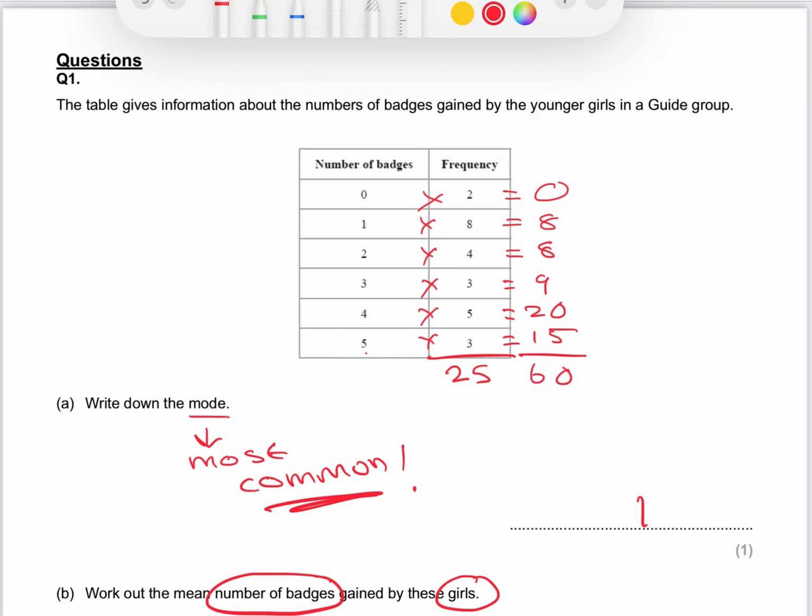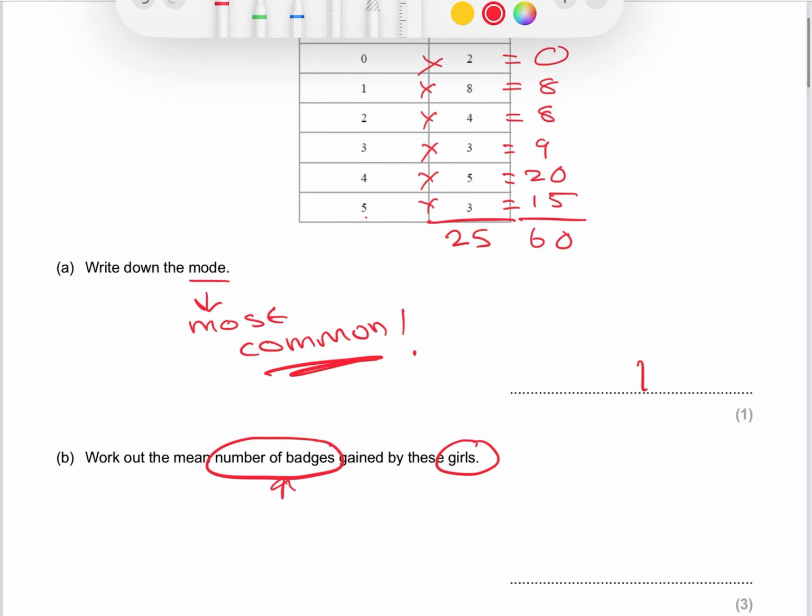So now if I'm going to work out the actual mean of this, I need to divide the number of badges by the number of girls. So that's going to be 60, and I'm going to divide that by 25. And my answer is 2.4, and that is the mean. So on average, I would expect a girl to have 2.4 badges.